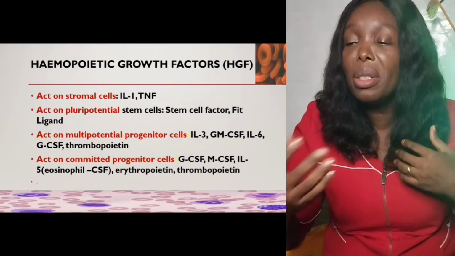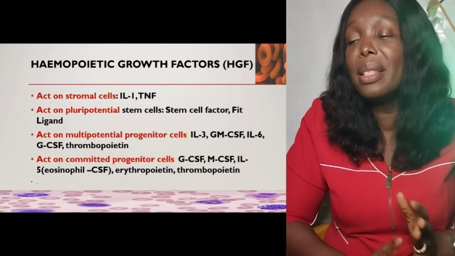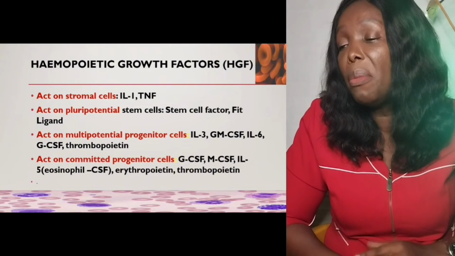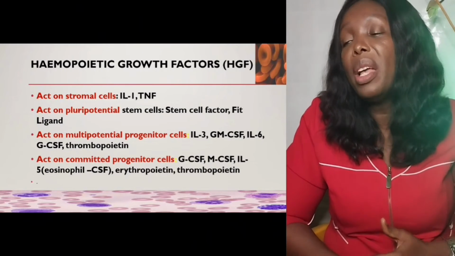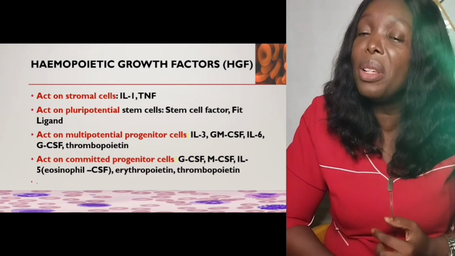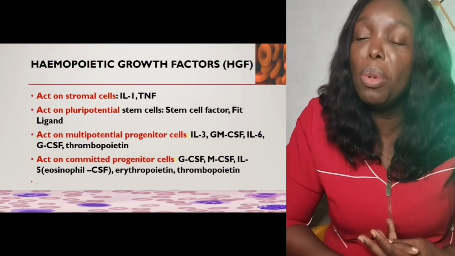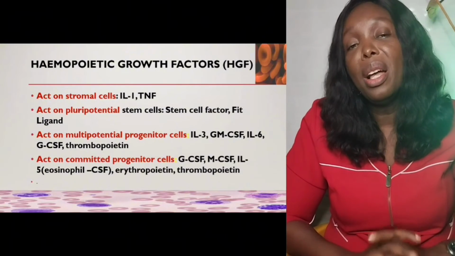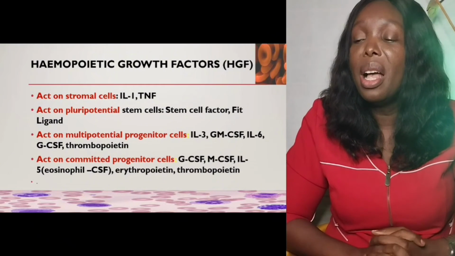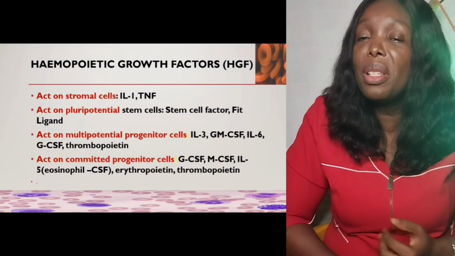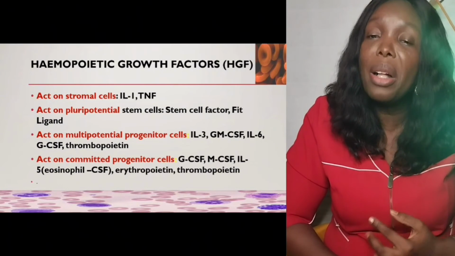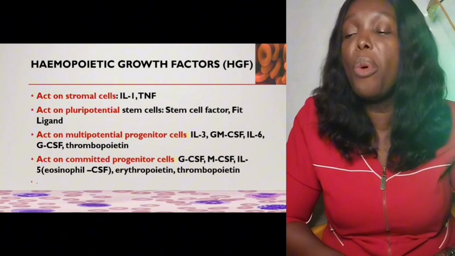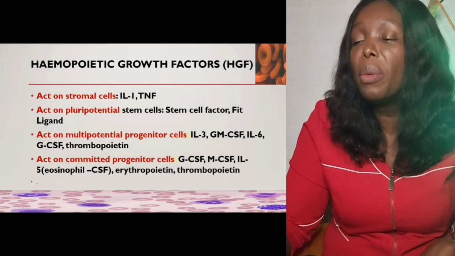We have the ones that act on multipotential progenitor cells. Examples are interleukin-3, granulocyte macrophage colony stimulating factor, what we call GM-CSF. CSF is colony stimulating factor. And we have interleukin-6, granulocyte colony stimulating factor, and thrombopoietin. We have others that act on committed progenitor cells. Examples of these are the granulocyte colony stimulating factor, the macrophage colony stimulating factor, interleukin-5, which is an eosinophil colony stimulating factor, and we have erythropoietin and thrombopoietin.